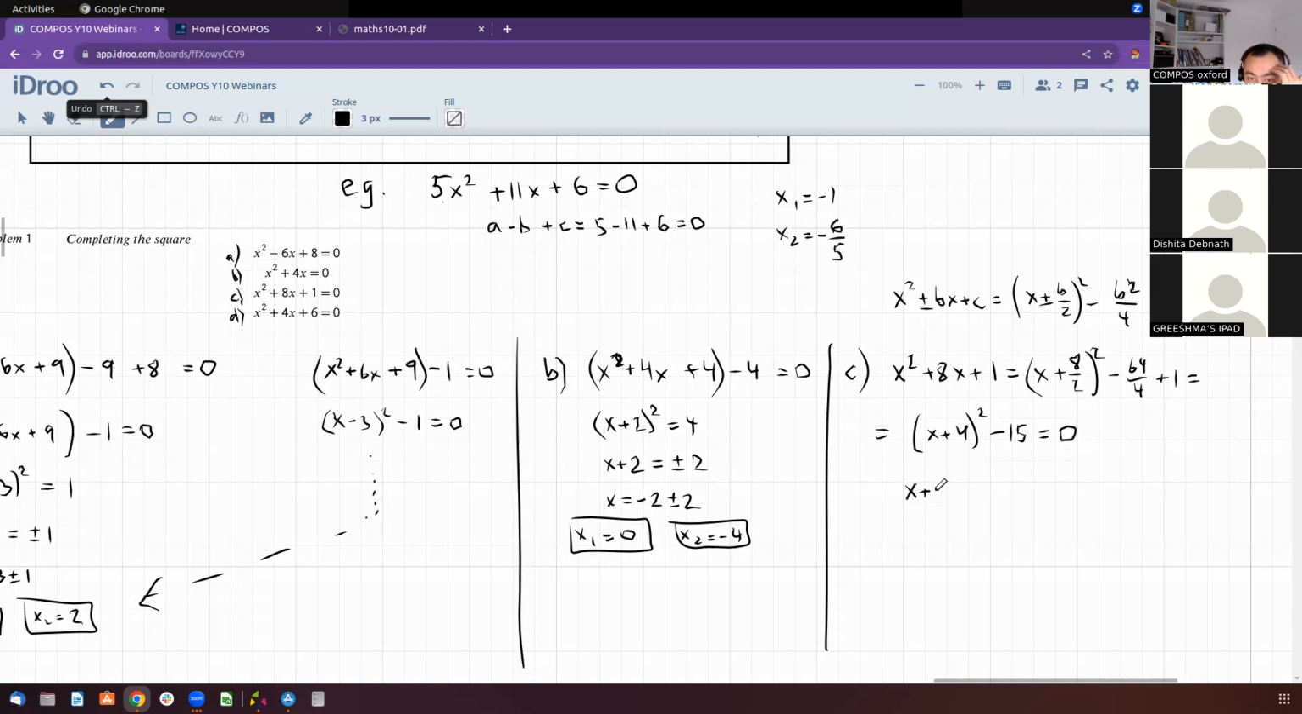So I have x plus 4 is equal to plus or minus, okay, x plus 4 squared equals 15. There's no integer square root of 15, but there is a square root of 15, plus or minus root 15. So we have x is equal to minus 4 plus or minus root 15. And that means x1 is minus 4 plus root 15. That's how you should leave your answer. And x2 is minus 4 minus root 15. These are the two solutions.